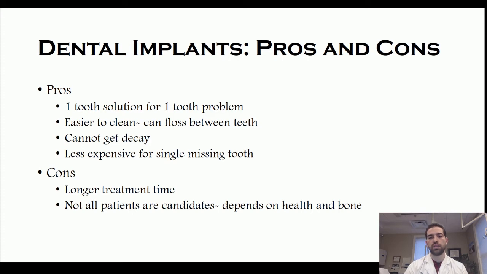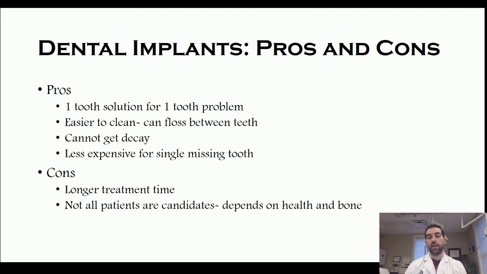There are some pros and cons to the dental implant. The pros, mainly, it's a 1-tooth solution for a 1-tooth problem. We don't have to cut down any adjacent teeth on either side. You're missing 1 tooth, or 1 tooth needs to be taken out, and we can replace that 1 tooth with a dental implant. Dental implants are also easier to clean because they are separate from the adjacent teeth. You can floss between them.